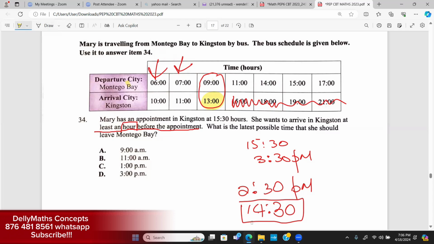Or you could have tried the ones before, but because they said latest, right? Latest. So this is the closest time to the cutoff, which is 2:30 or 14:30. So the question is the latest time that you could leave Mobay. So you're still looking at leaving Mobay. Leaving Mobay at 9 a.m. is the answer, because it's going to let you reach by 1. So you have to be careful of what you're looking at.